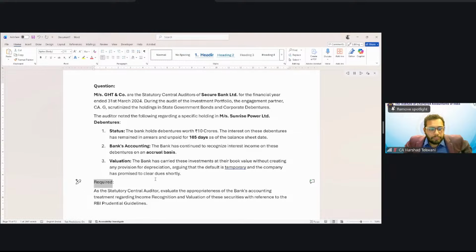Required: as the statutory central auditor, evaluate the appropriateness of the bank's accounting treatment regarding income recognition and valuation of these securities with reference to the RBI prudential guidelines. Basically, in this particular scenario, there is a debenture worth 10 crores, in arrears and unpaid for 105 days. Accounting and valuation is given. Read the question for a minute and then tell me whether this is appropriate or not.